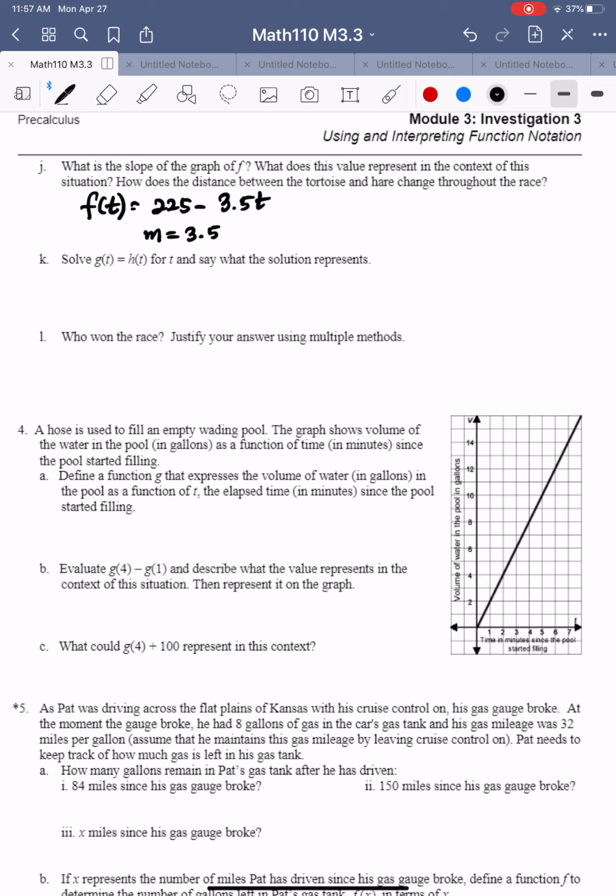What does this value represent in the context of the situation? And then, how does the distance between tortoise and hare change throughout the race? So the distance between the hare and tortoise decreases at a constant rate of 3.5 meters per second.